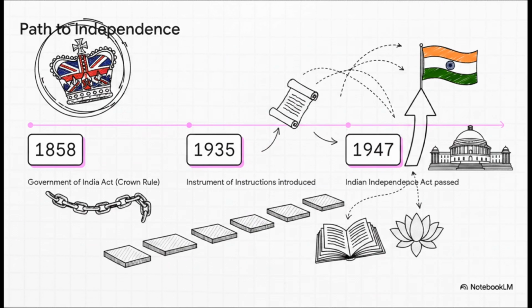And the stepping stones to get there? Pretty fascinating. Back in 1858, the Government of India Act established direct British Crown rule. Fast forward to 1935, and a new act introduces something called the Instrument of Instructions. Basically, these were administrative guidelines for the Governor General. Then, boom, 1947 hits, the Indian Independence Act passes, and British rule is officially over. The framers of the new Constitution looked back at that old 1935 Instrument of Instructions and realized, wait a minute, an independent, sovereign nation needs its own, way more ambitious set of instructions.